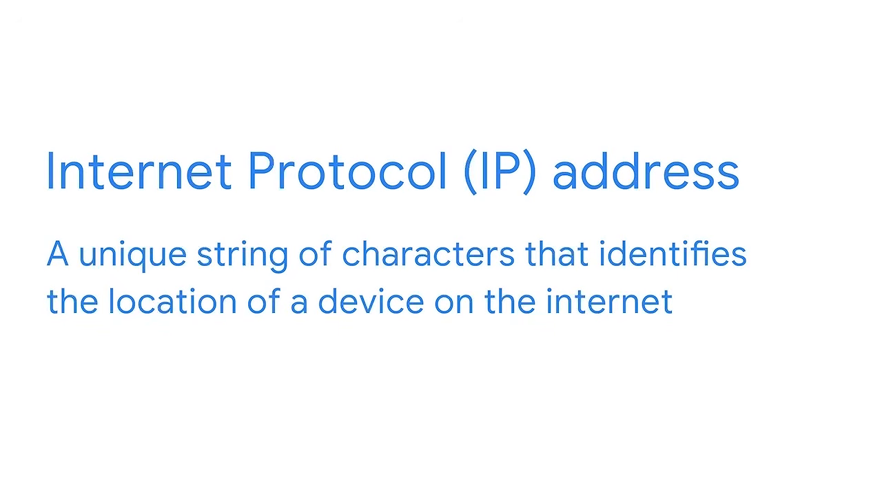Let's learn about how IP addresses are used to communicate over a network. IP stands for Internet Protocol. An Internet Protocol address, or IP address, is a unique string of characters that identifies the location of a device on the Internet. Each device on the Internet has a unique IP address, just like every house on a street has its own mailing address.